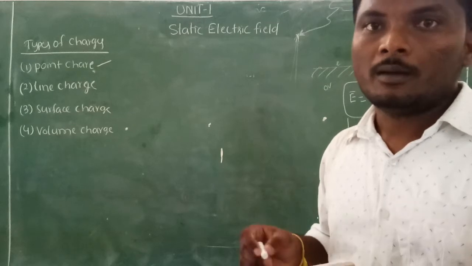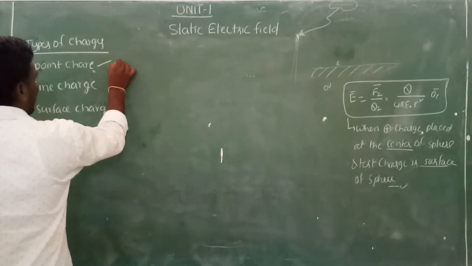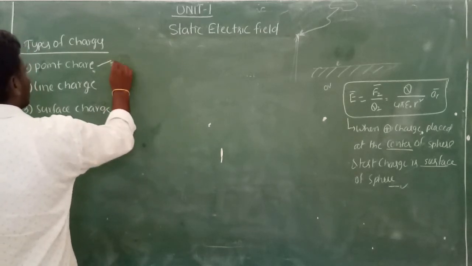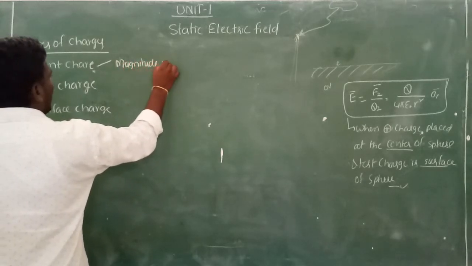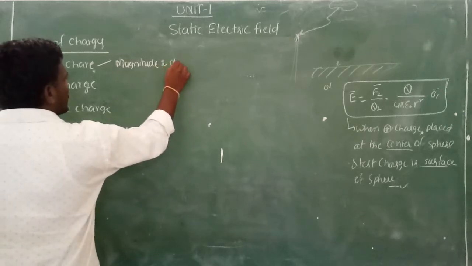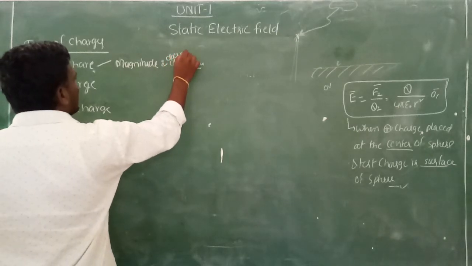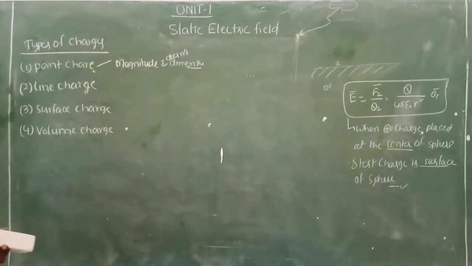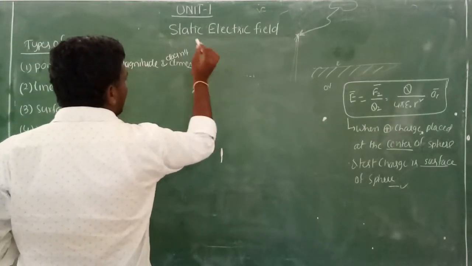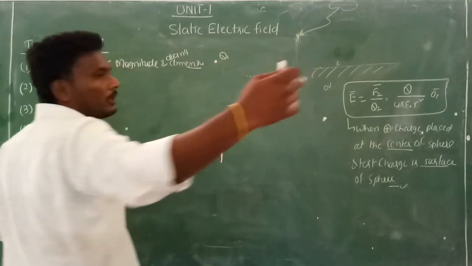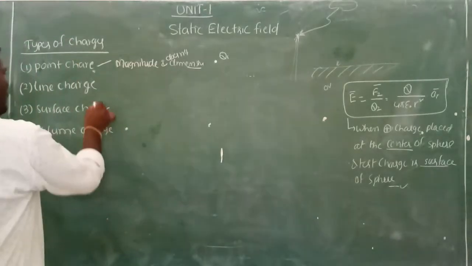Point charge has a magnitude. It doesn't have any dimensions. Understand? It is represented by a symbol like this. This is a point. It has magnitude. How much? Q1, Q2, Q3, Q4. It is measured in coulombs.